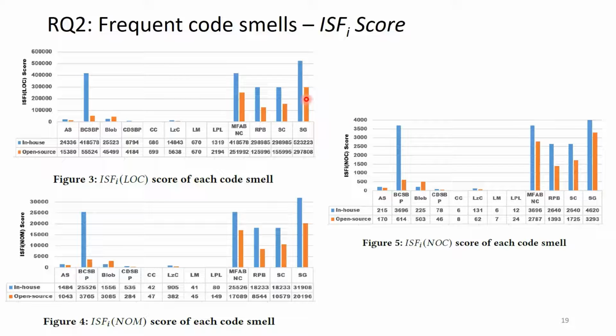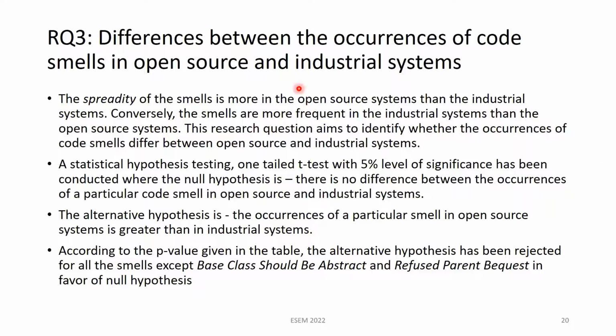If we see the higher value of a code smell like speculative generality, it actually has a large number of lines of code after which an SG, that means a speculative generality code smell, will occur. So these are less frequent code smells, right? So the severity of the issues is more in open source systems than industrial systems. Conversely, the issues are more frequent in industrial systems than the open source systems.